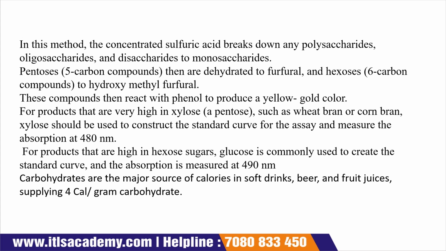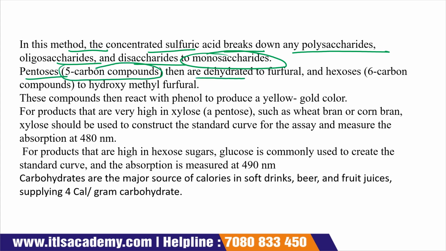Now see what is written in the slide. In this method, the concentrated sulfuric acid breaks down any polysaccharide, oligosaccharides, and disaccharides into monosaccharides like pentose, a 5-carbon compound. Then they are dehydrated to furfural, and the hexose, a 6-carbon compound, to hydroxymethyl furfural. These compounds then react with the phenol to produce a yellow gold color.